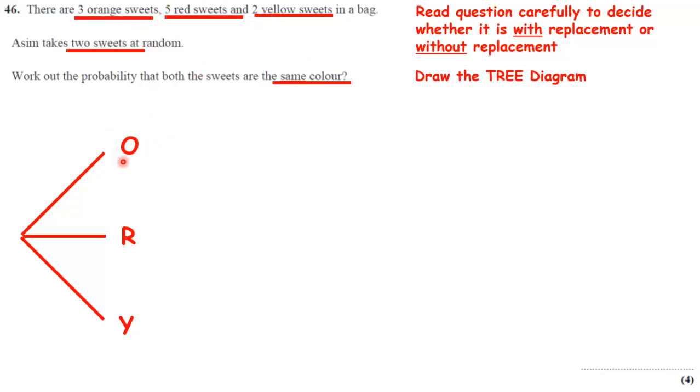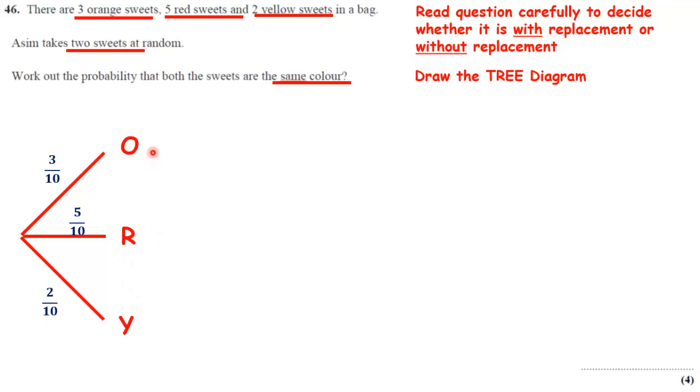The probability of picking an orange is going to be 3 out of 10, 3 over 10. Red is 5 over 10, and yellow is going to be 2 over 10. Mark these in. Do make sure you mark these into your tree diagram. Now the next set of branches, so this is the first pick. The next set would represent the second pick. So this is the first sweet, right? The probability of picking the first sweet is 3/10, 5/10, and 2/10 for orange, red, and yellow.